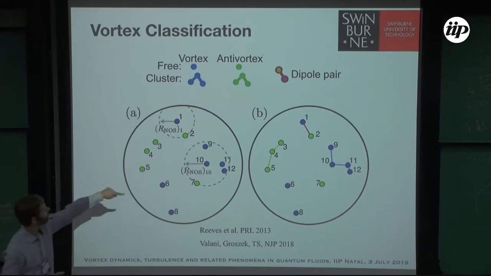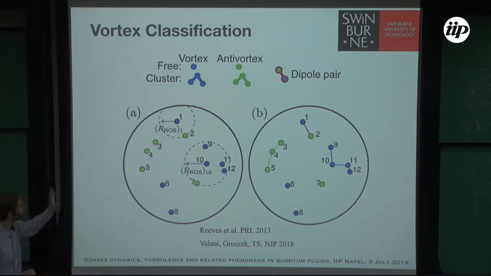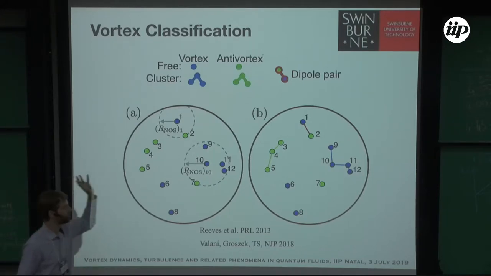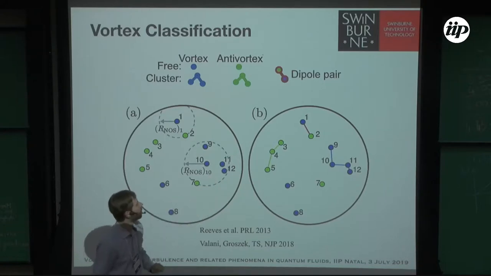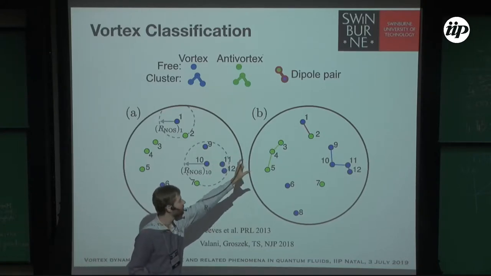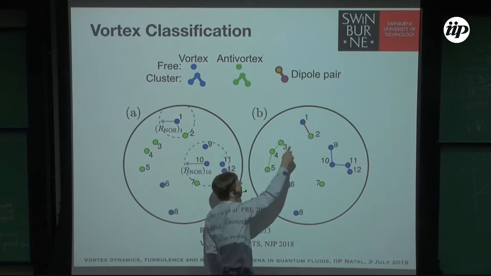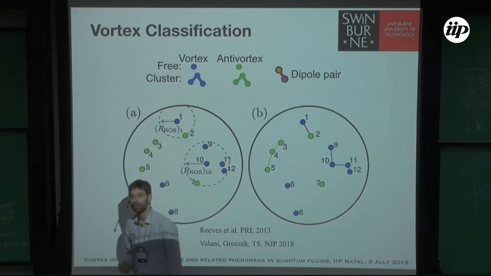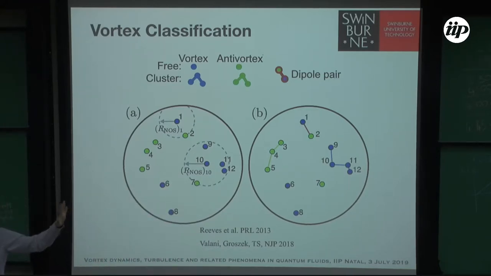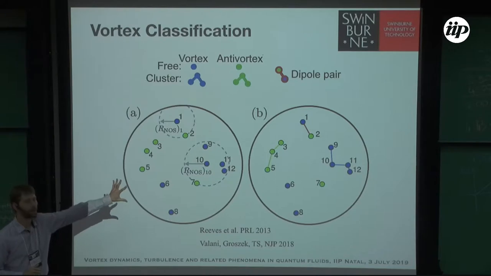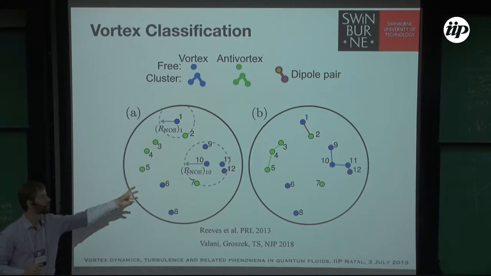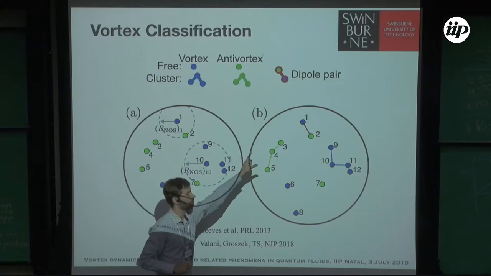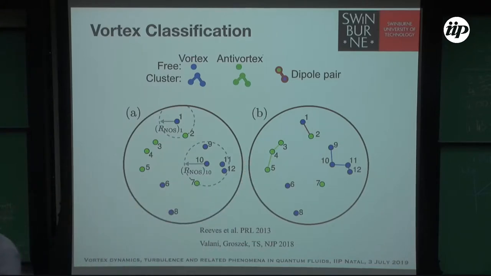If you've got this selection of vortex particles here, so blue and green correspond to vortices and antivortices. You give any configuration, there's a unique way of assigning vortices into dipole pairs. Here's one, that's a dipole. Here's a green cluster, there's a blue cluster, and then the remaining ones are free vortices. So this is a unique association. You give any configuration, there's a unique way of assigning where these clusters are, where dipoles are, and which vortices are free. That's all you need to know about it.